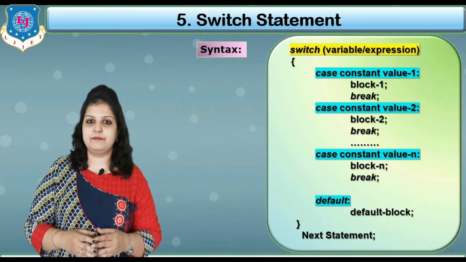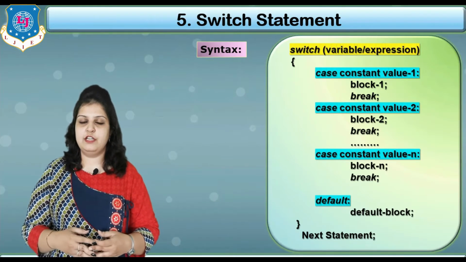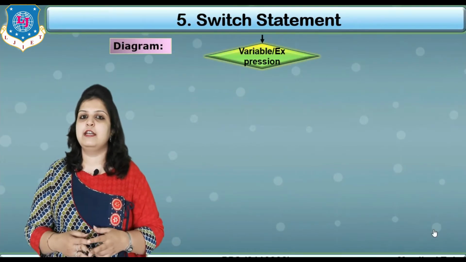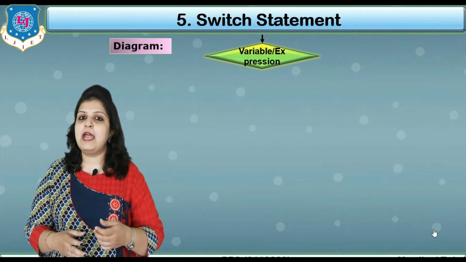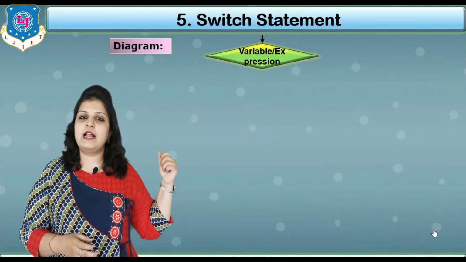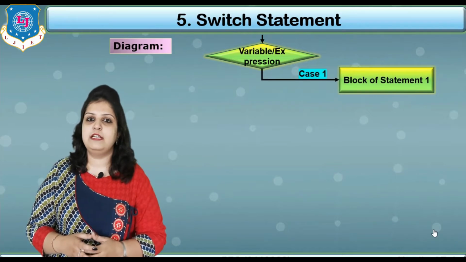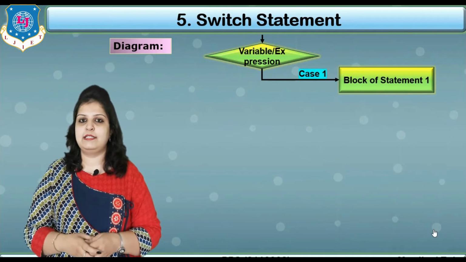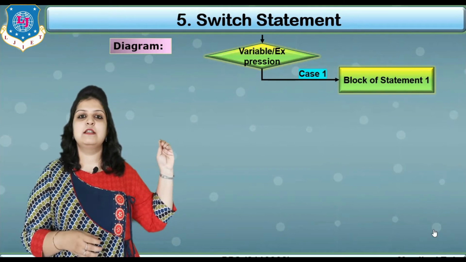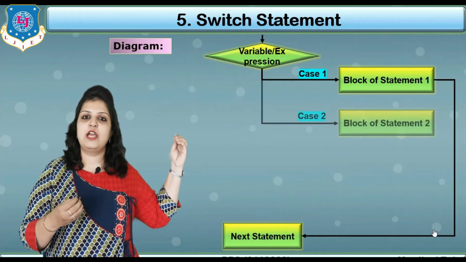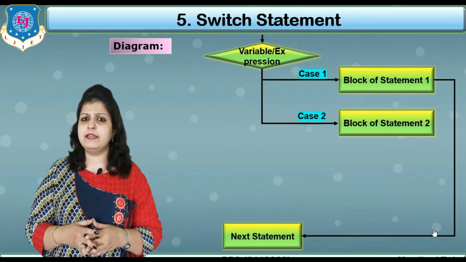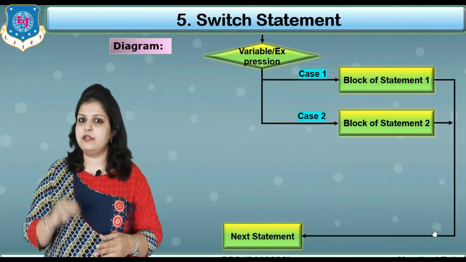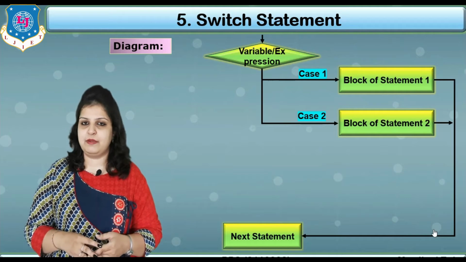Let's see the diagram, how we can draw it. In the switch brackets we write a variable or expression, so in the diamond we can write the variable or expression. And if case 1, value 1, matches, then block of statement 1 will be executed and then our control goes to the next statement. In the same way, if case 1 does not match, then check the other case. Then case 2 matches, so block of statement 2 will be executed and then control goes to the next statement.